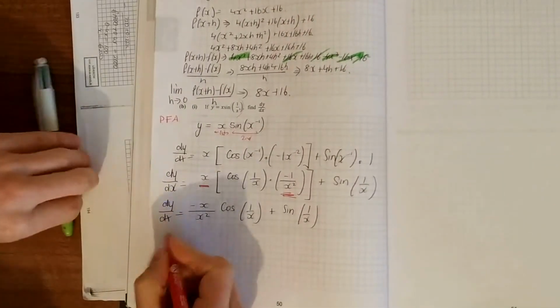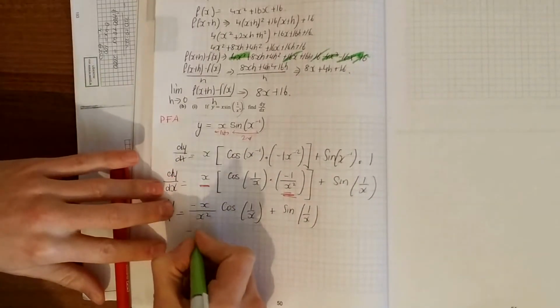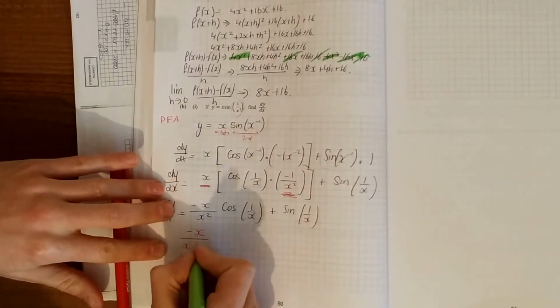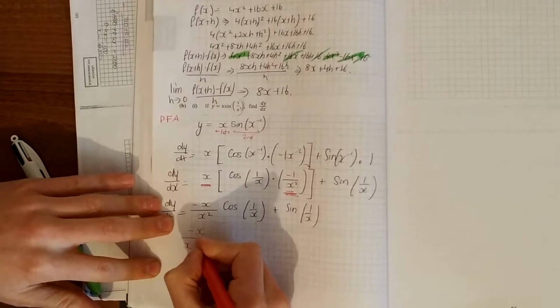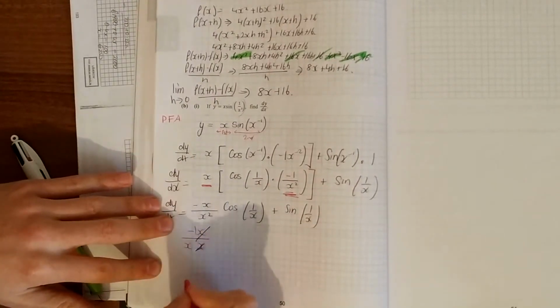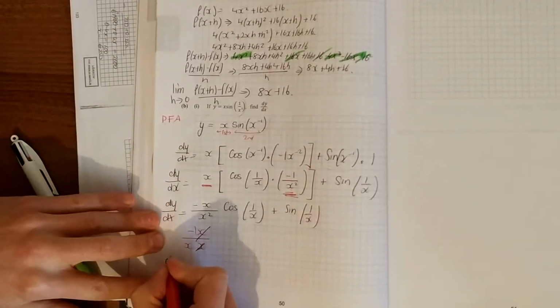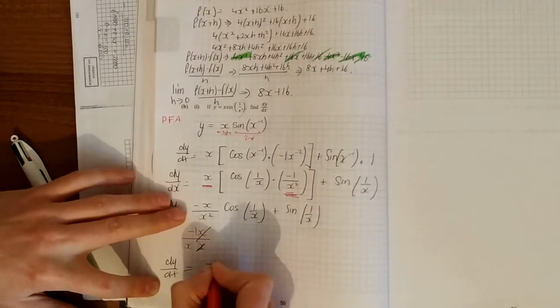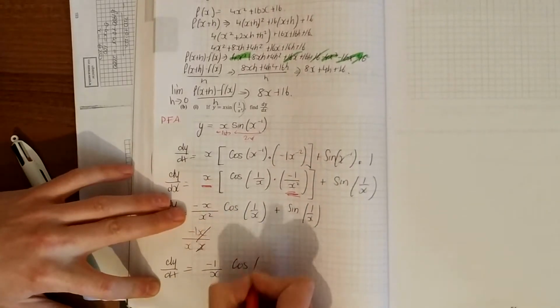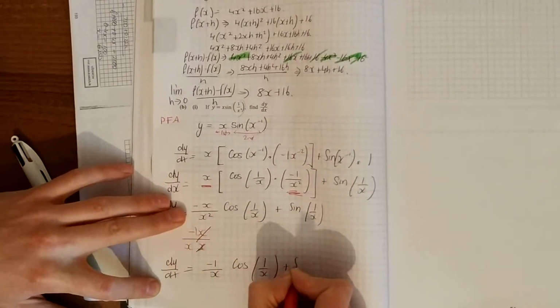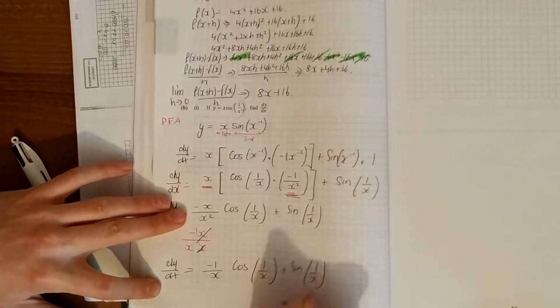That's the same as saying, I'll just write it in, I wouldn't write this in the exam, minus x over x times x. And you can see they cross off, so you're left with minus 1 over x. So dy/dx is minus 1 over x cos 1 over x plus sine 1 over x.